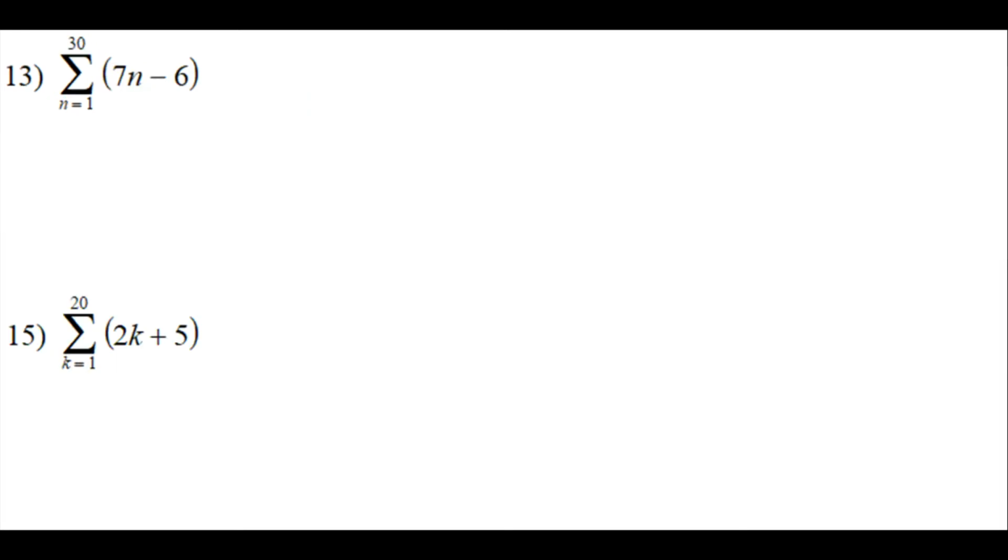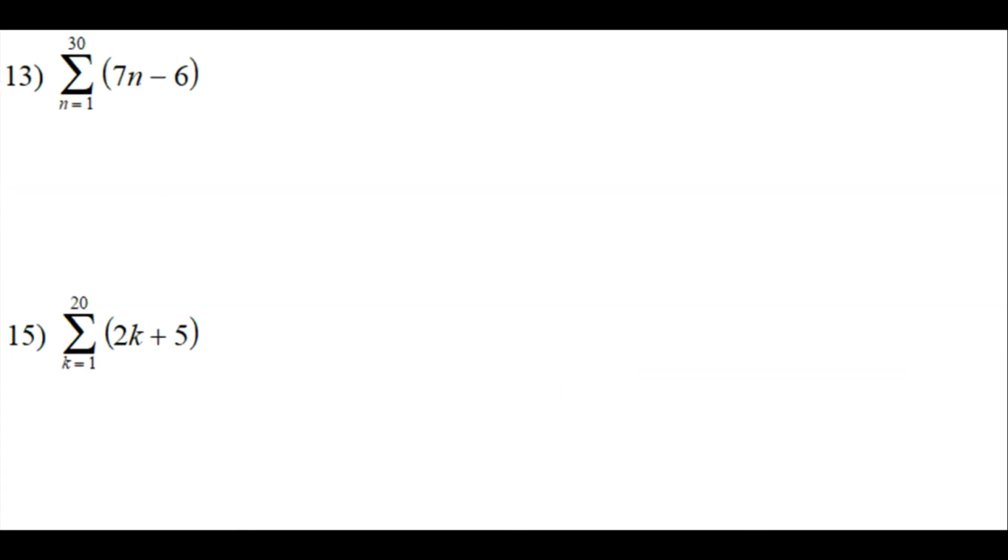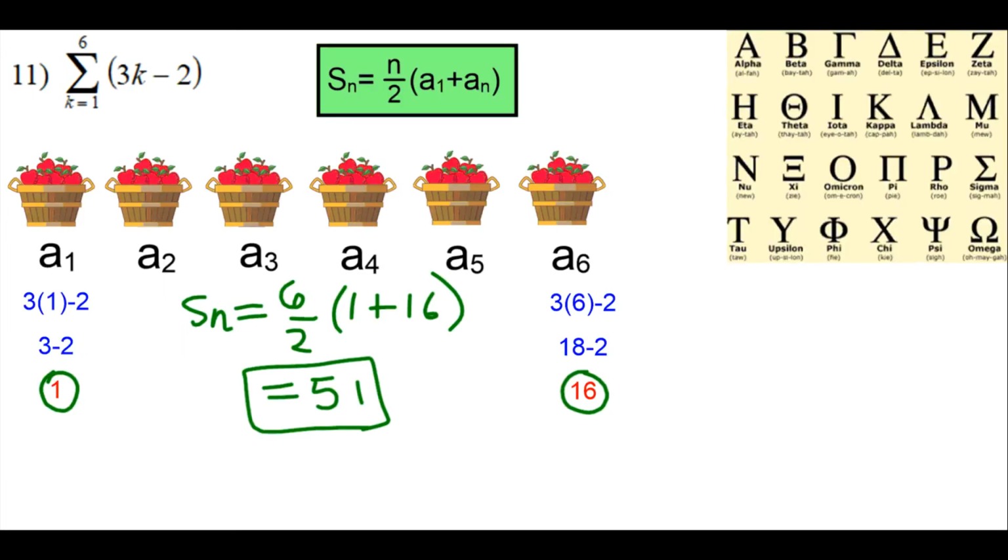Check out this next example, number 13. And number 13 goes from 1 to 30. So if you think about it, if we were going to do what we did a minute ago, we'd have to plug in all of the numbers from 1 to 30 and then add those numbers up. Well, I don't want to do that. All I really have to do is find the first number and the last number.